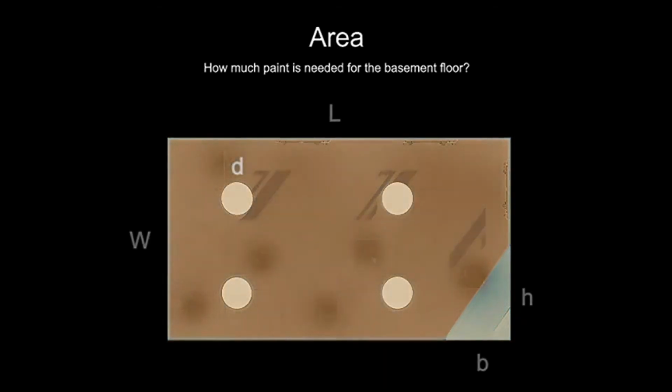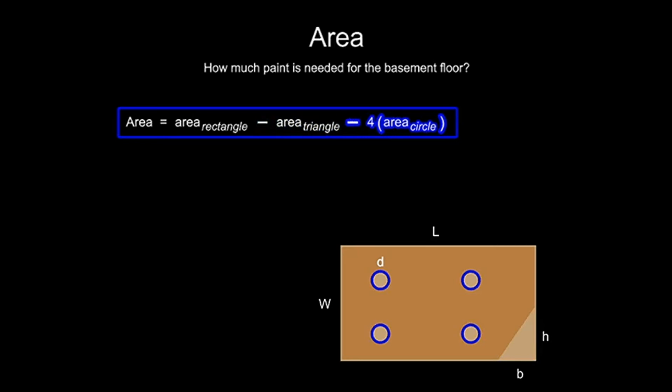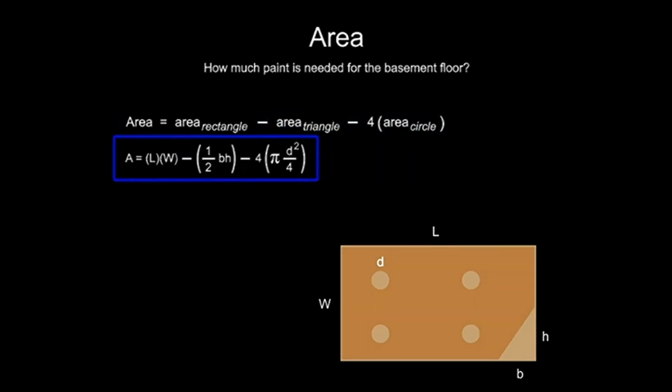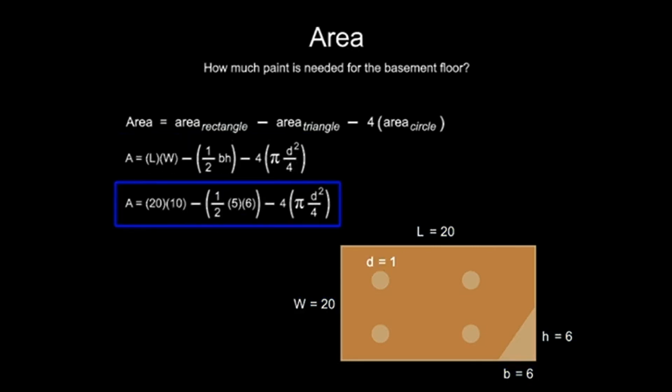First, let's determine a general formula for the area the painter must paint. The paint area is equal to the total area of the rectangular basement minus the triangular built-in, and minus the posts. There are 4. Substituting the formula for the area of a rectangle, triangle, and circle gives a final equation of length times width minus 1/2 base times height minus 4 times pi times diameter squared divided by 4. The painter measures the appropriate distances, and now we can substitute the correct numbers and solve for the area.